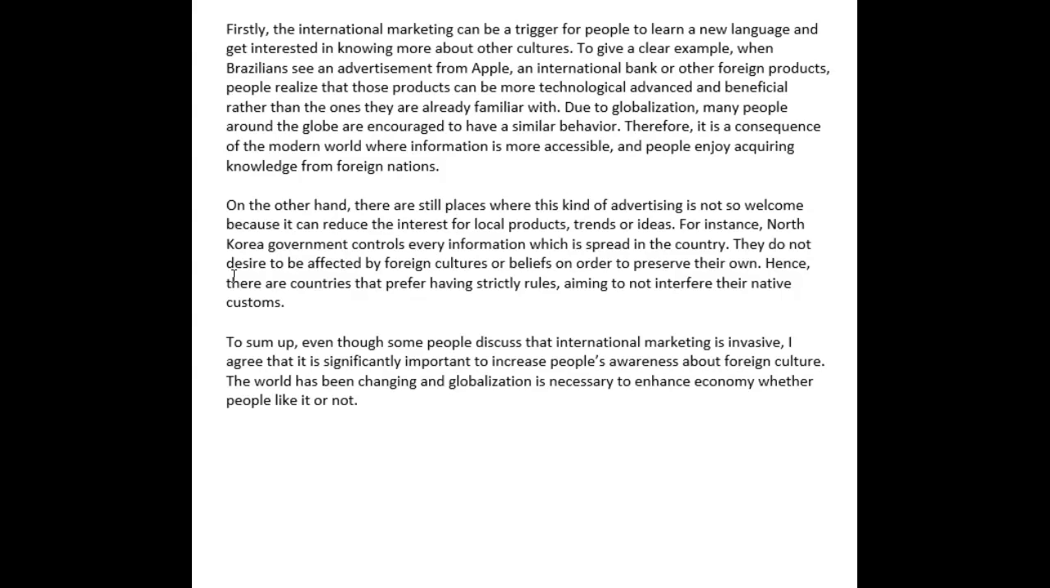All right, so to sum up, even though some people discuss that international marketing is invasive, I agree that it is significantly important to increase people's awareness about foreign culture. The world has been changing and globalization is necessary to enhance the economy, whether people like it or not. All right, that's a nice strong ending paragraph. I actually really like that. I like that you end it like it or not. That was good. So no real issues here. It was a good length, good content for your conclusion.